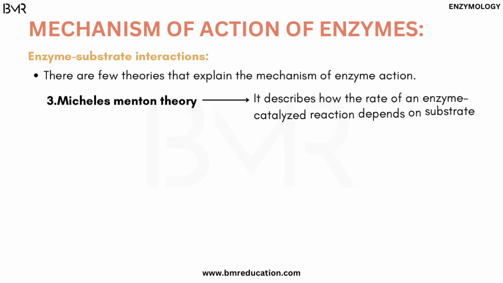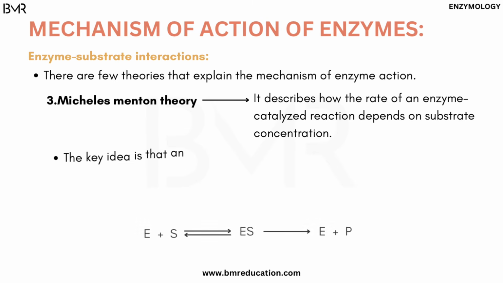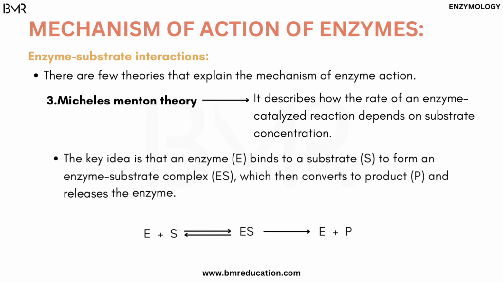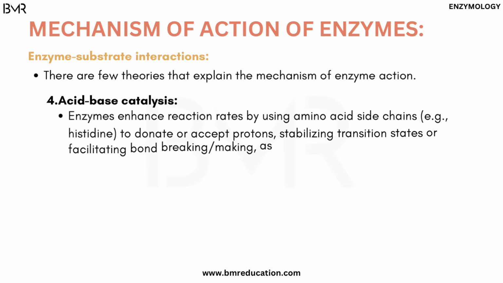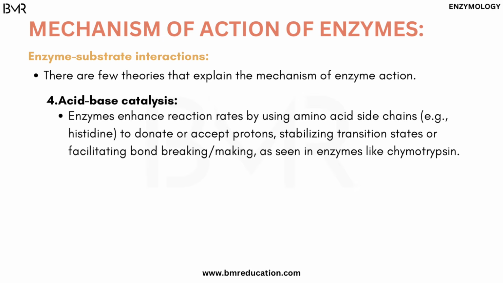The Michaelis-Menten theory describes how the rate of an enzyme-catalyzed reaction depends on substrate concentration. The key idea is that an enzyme binds to a substrate to form an enzyme-substrate complex, which then converts to product and releases the enzyme. The next one is acid-base catalysis. The enzymes enhance reaction rates by using amino acid side chains to donate or accept protons, stabilizing transition states, or facilitating bond breaking or making.